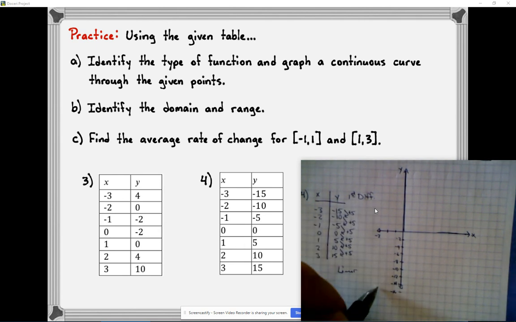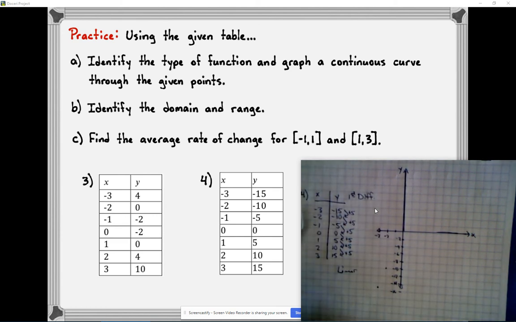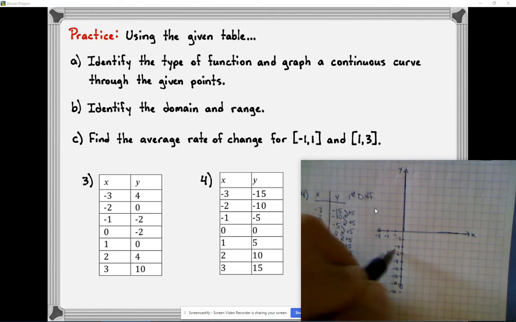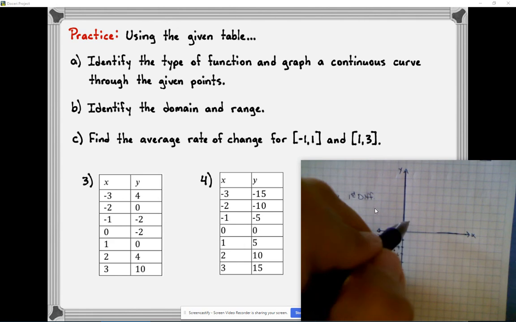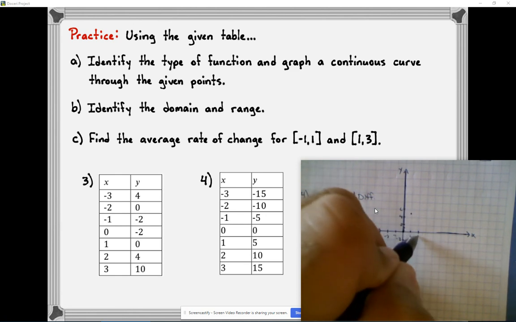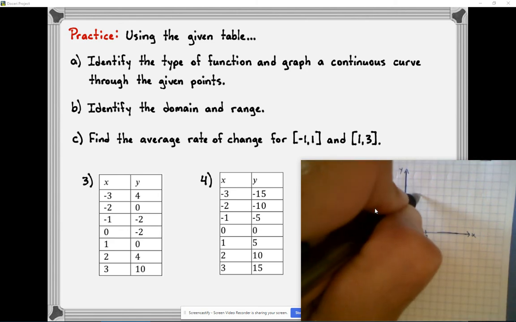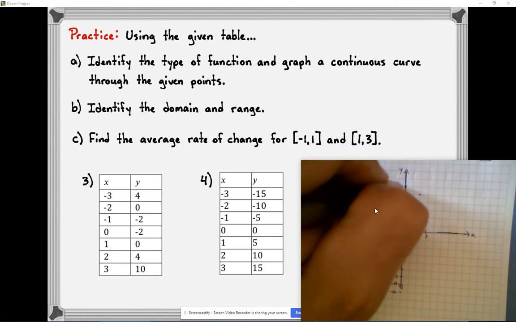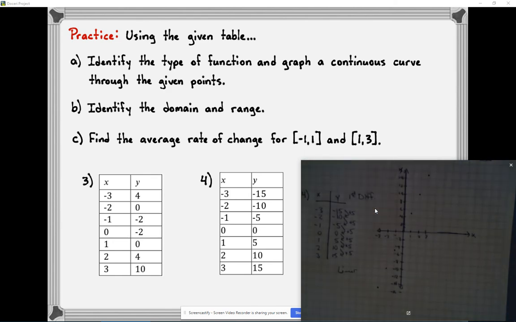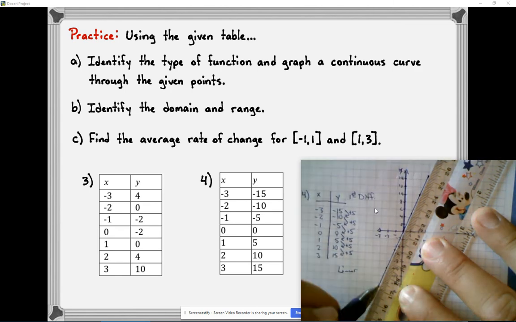So negative 3, negative 15 is going to be right in the middle there. Negative 2, negative 10 is right here. Negative 1, negative 5 is right there. 0, 0. 1, 5: 2, 4, 6, so 1, 5. 2, 10: 8 and 10. And 3, 15: 12, 14, and 16. So 15 is going to be in the middle. And so we can see our linear pattern there. Connect the dots with a nice straight line.